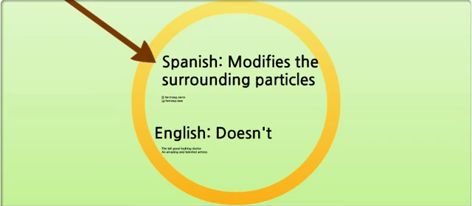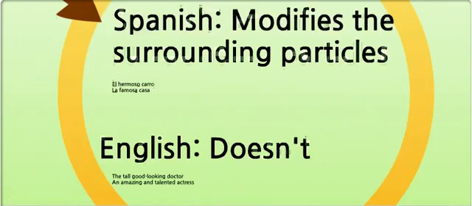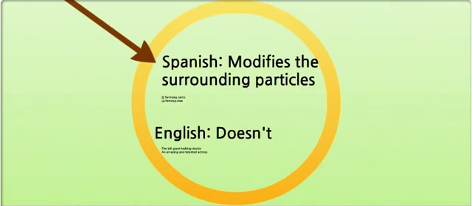The funny thing is that English doesn't. The noun does not modify the surrounding particles. It can be plural, singular, masculine, or feminine, but the modifiers will stay the same. They can be articles or adjectives, and they will stay the same, as we have here: the tall, good-looking doctor and an amazing and talented actress. The gender does not affect the adjective or the article.